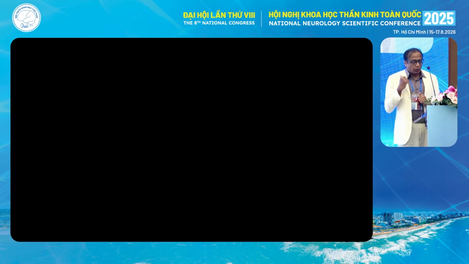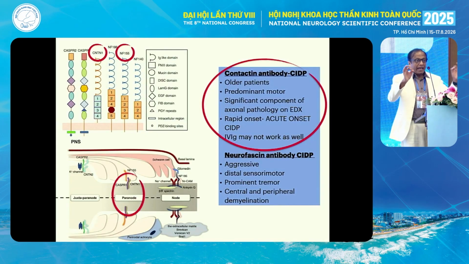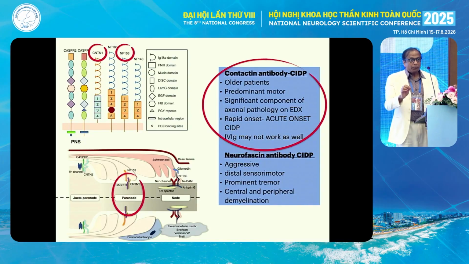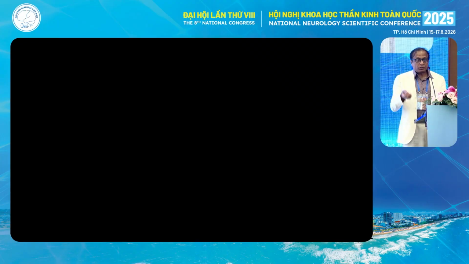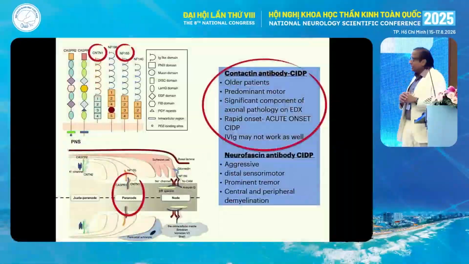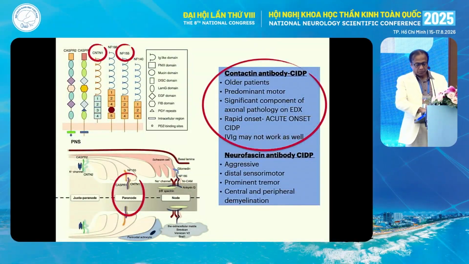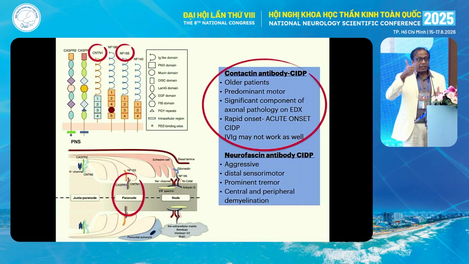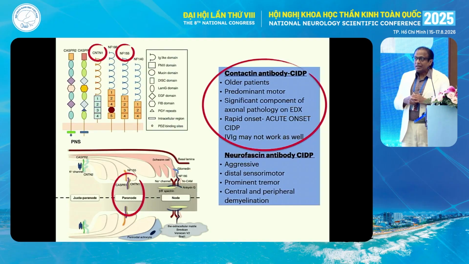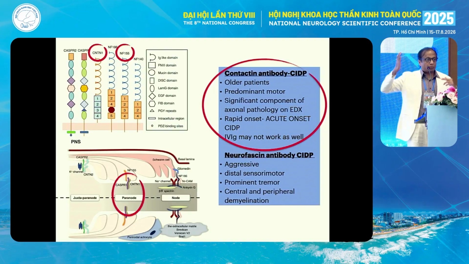So in this particular group of patients, they present to you like GBS. Acutely, the demyelinating features may not be very prominent. They may have a lot of axonal features. But the key feature is that besides the acute onset and axonal features, they don't respond to immunoglobulins. So if your GBS patients continue to progress, we have to think about CIDP.